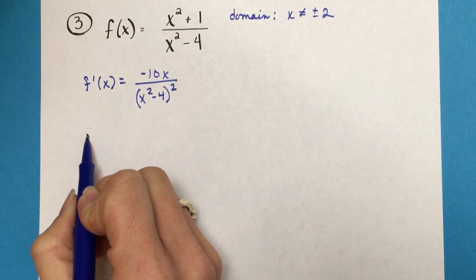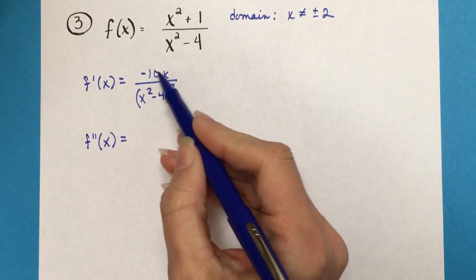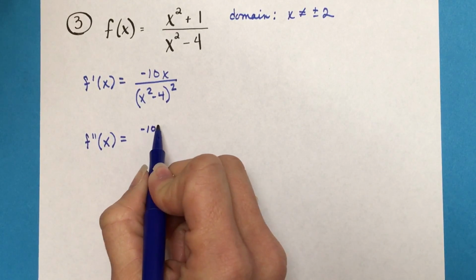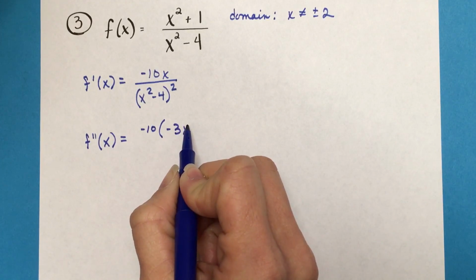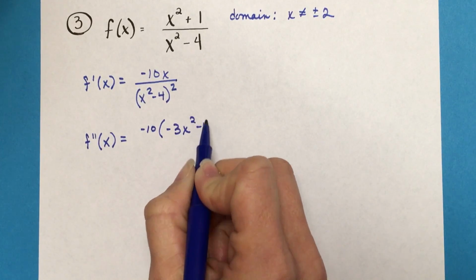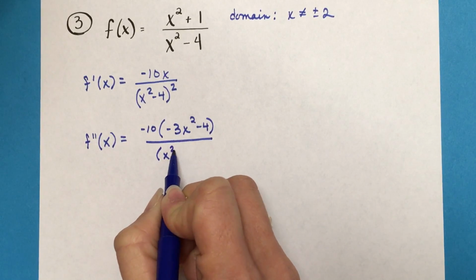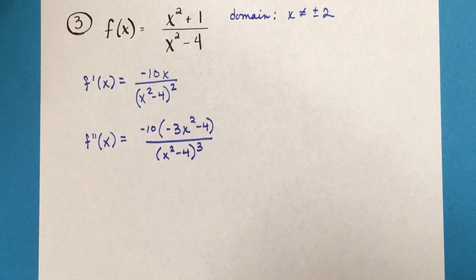All right, second derivative. Again, you're going to have to use quotient rule. So using quotient rule on your first derivative, you'll end up with this. And again, it'll be a very similar process to what you saw just a few minutes ago. Okay, so this is going to be your second derivative.